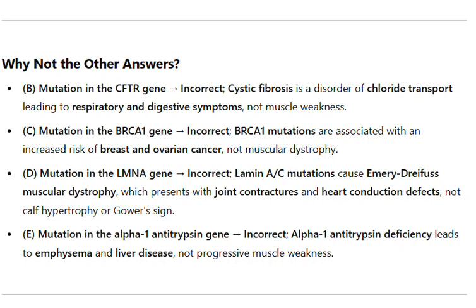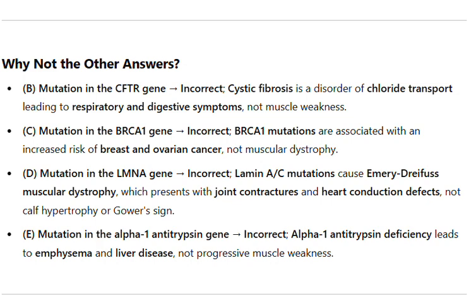Why not the other answers? B. Mutation in the CFTR gene, incorrect. Cystic fibrosis is a disorder of chloride transport leading to respiratory and digestive symptoms, not muscle weakness. C. Mutation in the BRCA1 gene, incorrect. BRCA1 mutations are associated with an increased risk of breast and ovarian cancer, not muscular dystrophy.